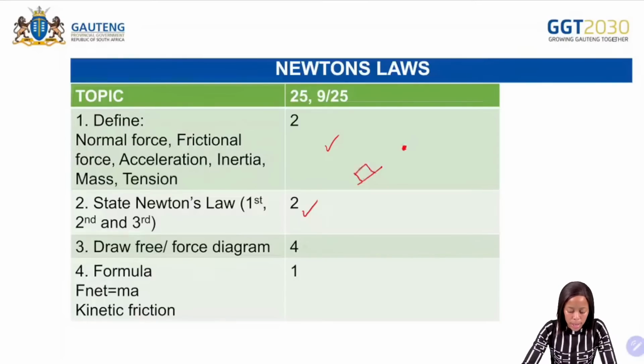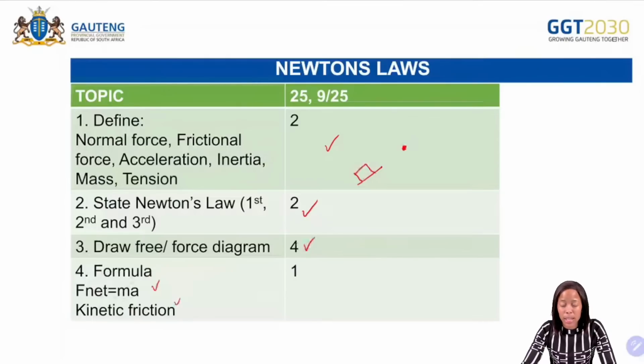So if you are able to draw the free body diagram or the force diagram, you can have a minimum of 3 or 4 marks there. Number 4, for Newton's law, make sure that you are able to write the formula there. So we'll have the formula of F net is equal to ma, and the kinetic friction there as well, right?